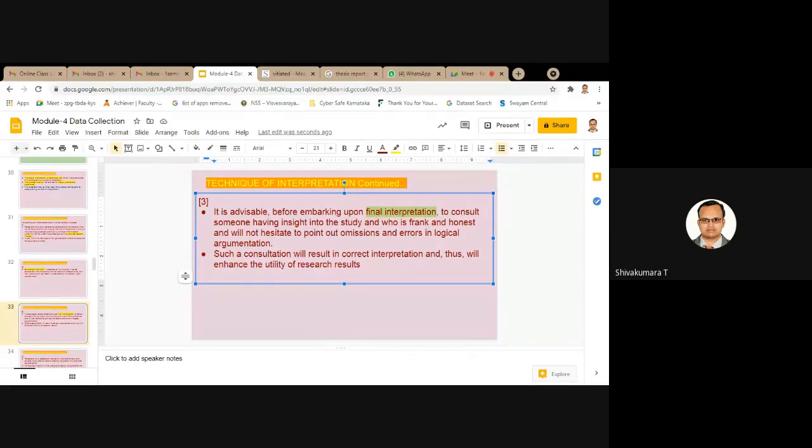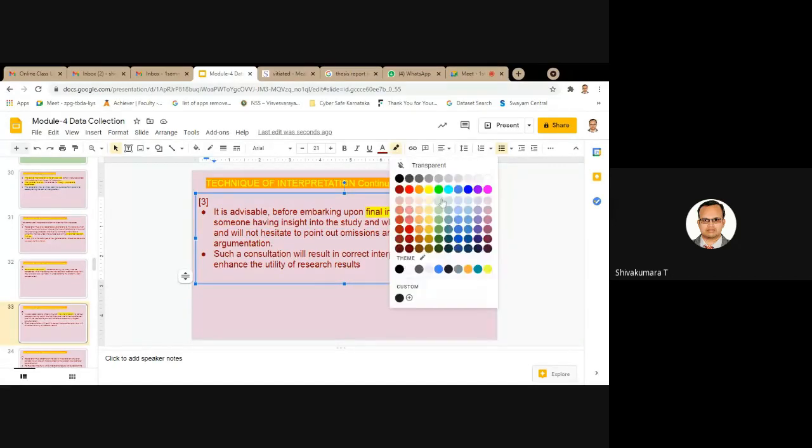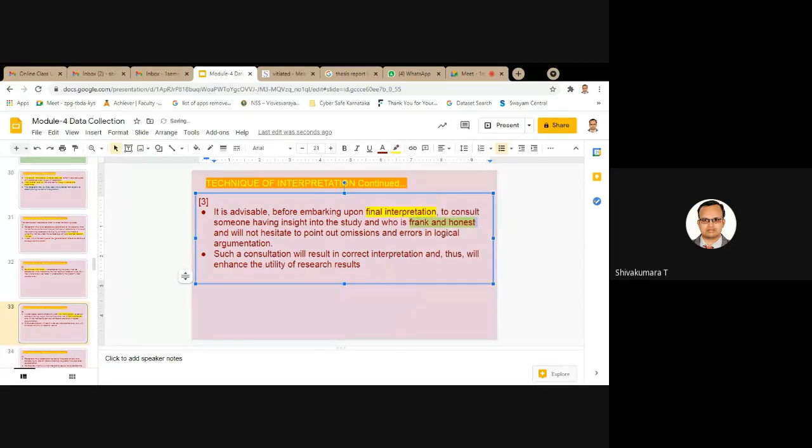In the final interpretation, what is required? Frank and honest feedback and honest agreements are required from the researcher about any omissions or errors introduced, or the deletions or new variables being added, and so on.